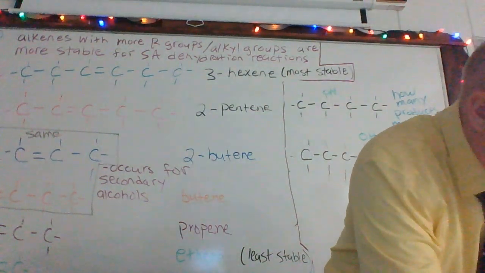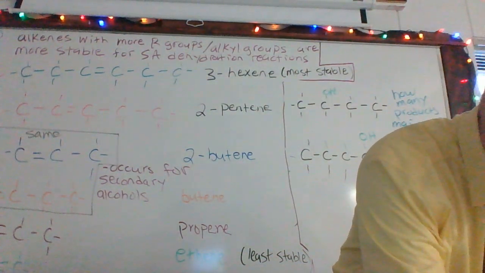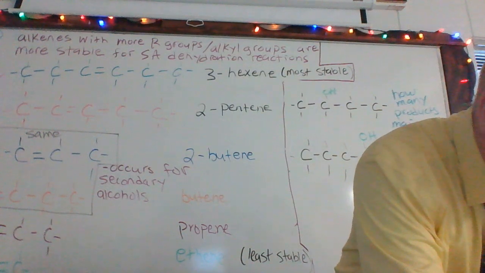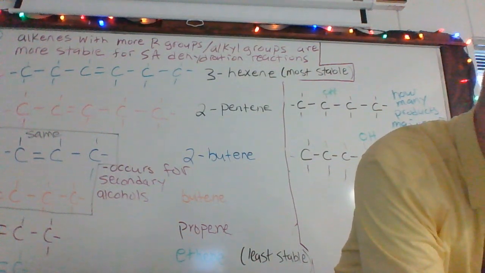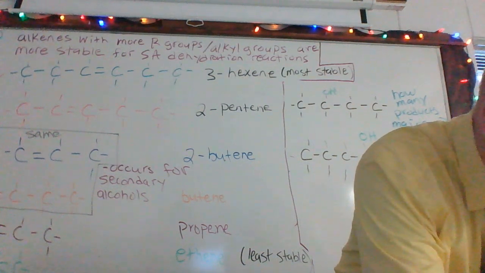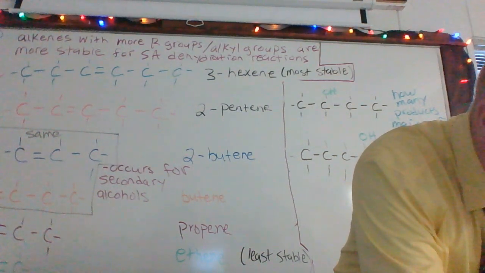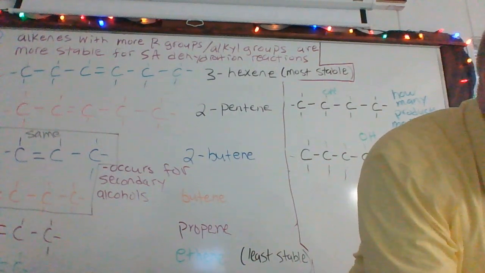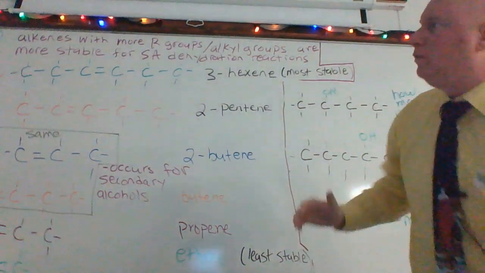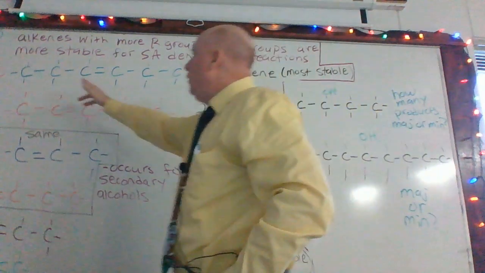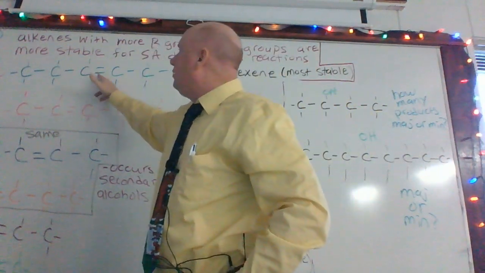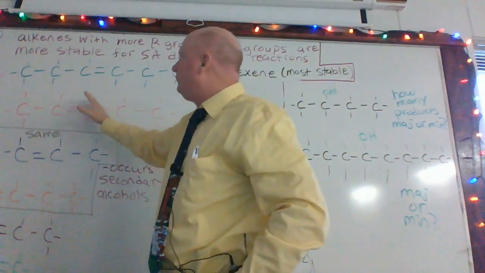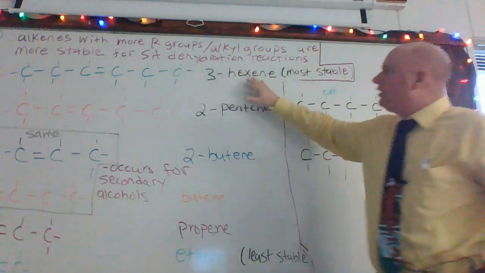Dehydration is a selective process. The two alkenes are not formed in equal amounts. 2-butene is the major product. What that means is if that double bond has an opportunity to move or be located closer towards the middle, it's going to be more stable.